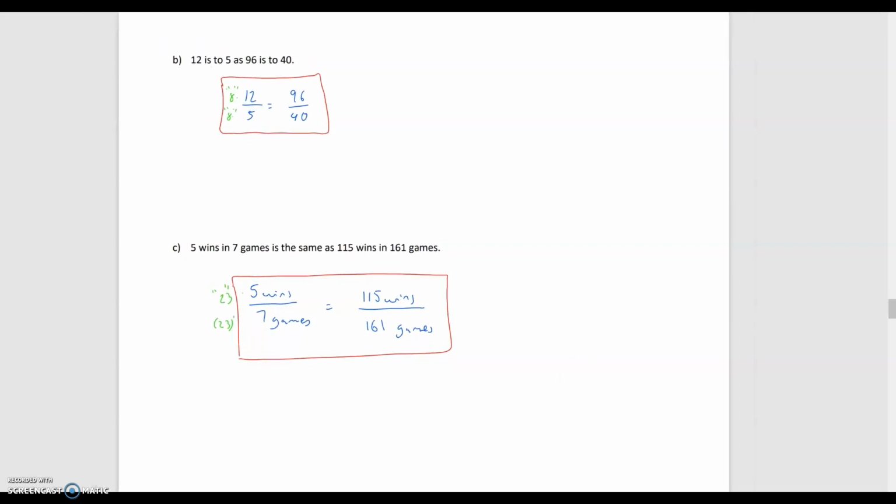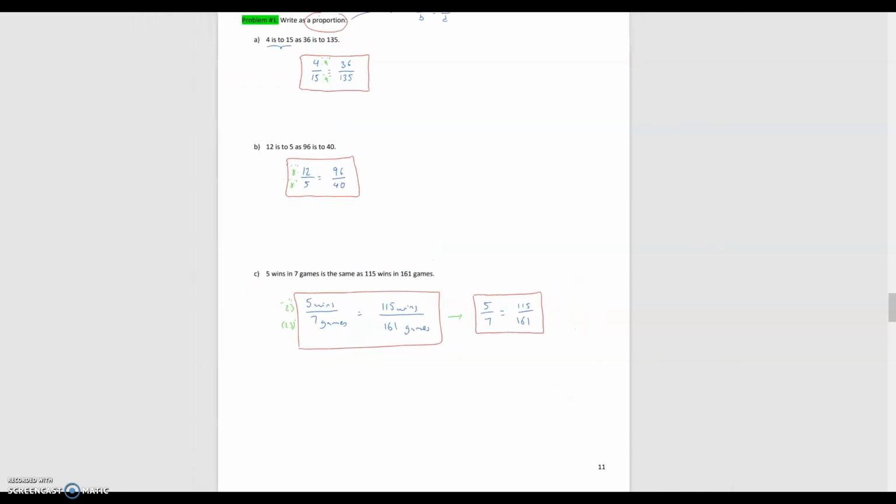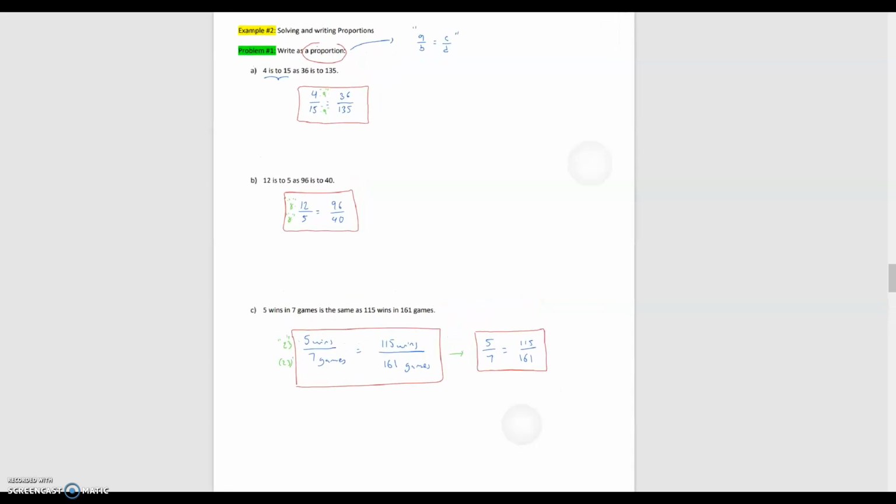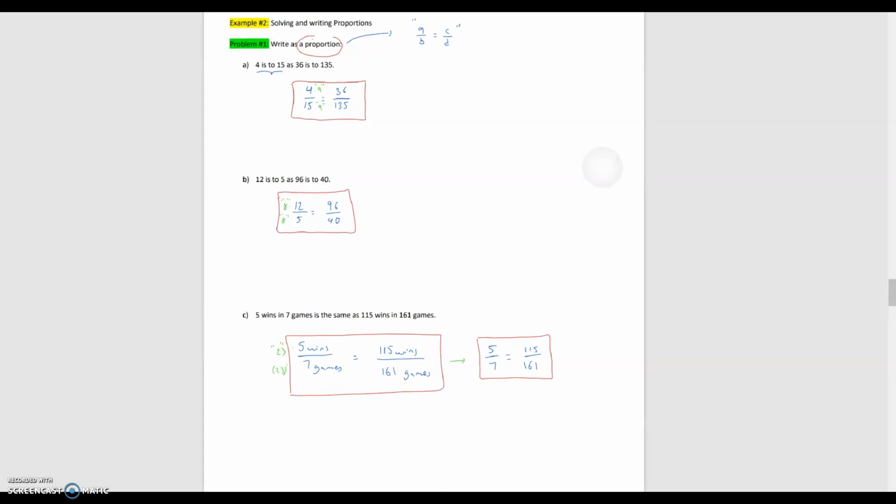It is also possible that for some of the software problems, they're not asking for the units. So in that case, your proportion would be 5 to 7 and 115 to 161. That would be another possibility. That's it for the first problem on example 2, where we're solving proportions.